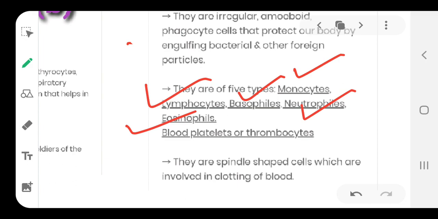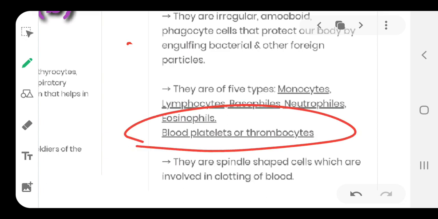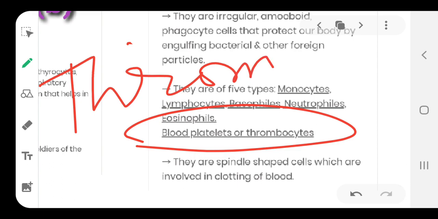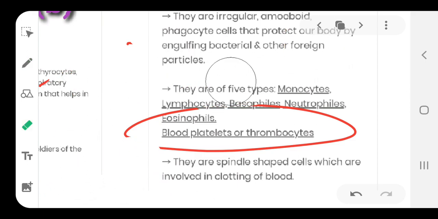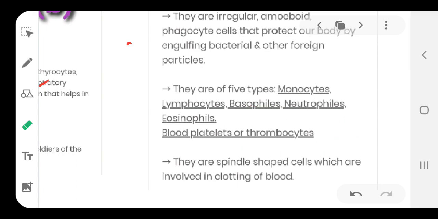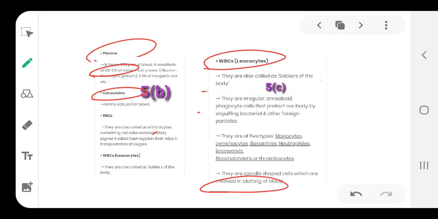The last component of blood cells is blood platelets, which we call thrombocytes, T-H-R-O-M-B-O-C-Y-T-E-S. They are also referred to as blood platelets, and as I told you earlier, they are involved in blood clotting to prevent blood loss.